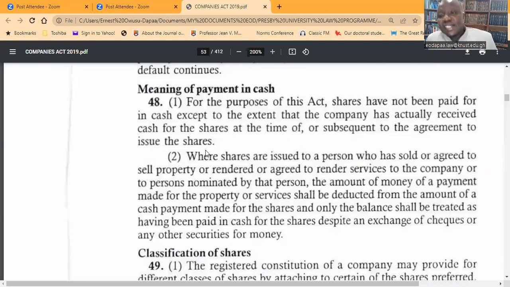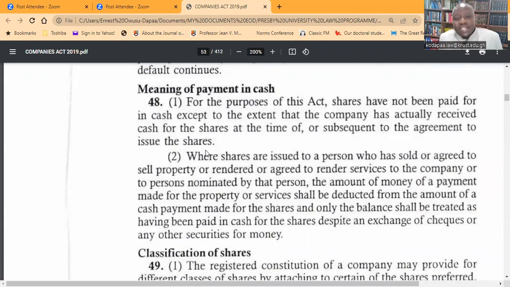Let me quote section 48(1). Quote: for the purposes of this Act, shares have not been paid for in cash, except to the extent that the company has actually received cash for the shares at the time of or subsequent to the agreement to issue the shares. Good. So we don't want to have any ambiguity at all as to whether shares have been paid for in cash or not.